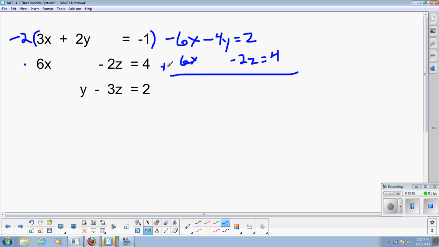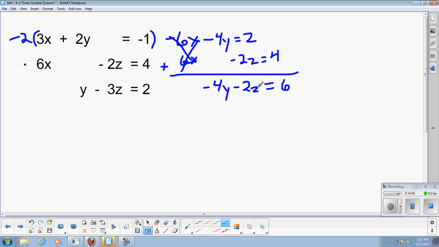Add them together. The x's cancel. Yes, I'm going to copy minus 4y. There's no z in the top equation. There's a minus 2z in the second one. I will copy that. 2 plus 4 is 6. So now I have an equation with a y in it and a z in it.